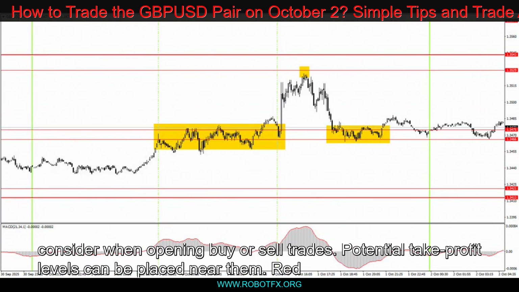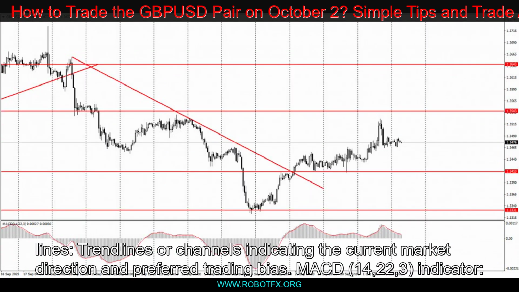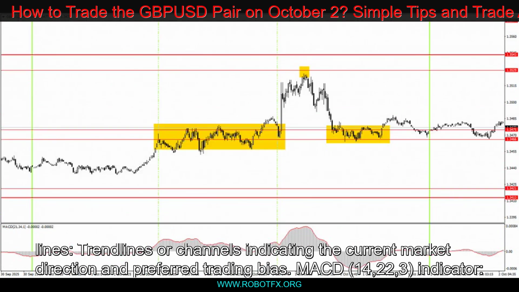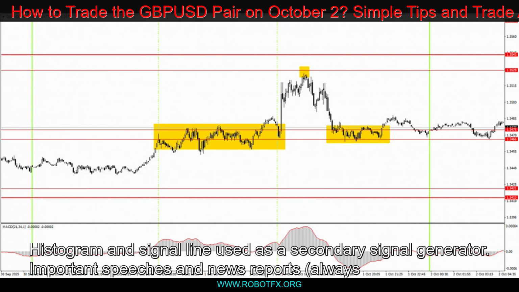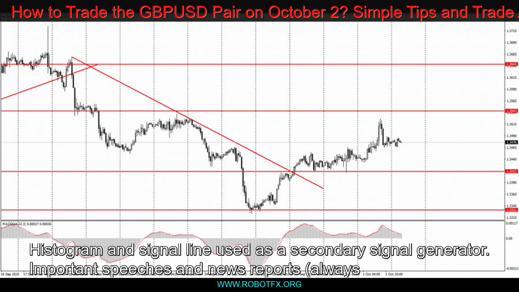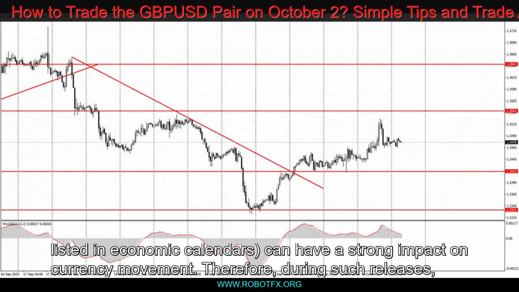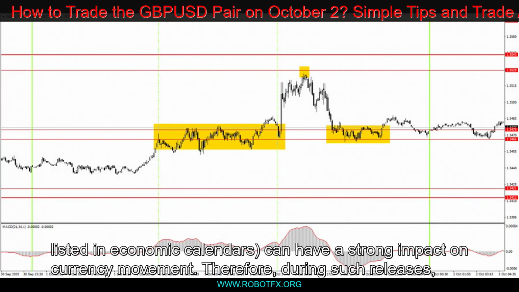Red lines: trend lines or channels indicating the current market direction and preferred trading bias. MACD 14-22-3 indicator, histogram and signal line used as a secondary signal generator. Important speeches and news reports, always listed in economic calendars, can have a strong impact on currency movement. Therefore, during such releases, it is advisable to either trade with extreme caution or exit the market altogether to avoid sharp reversals against the prior trend.